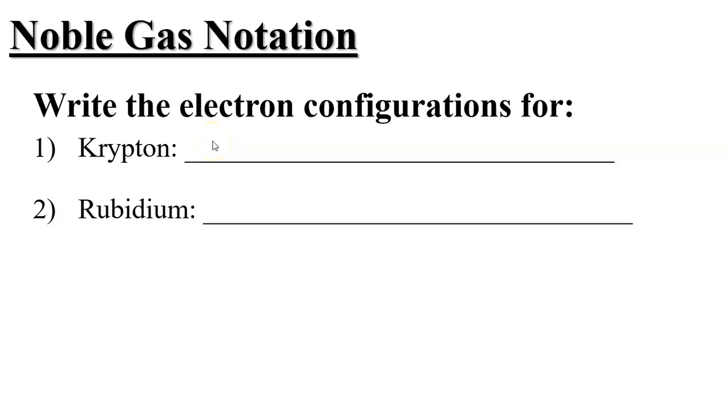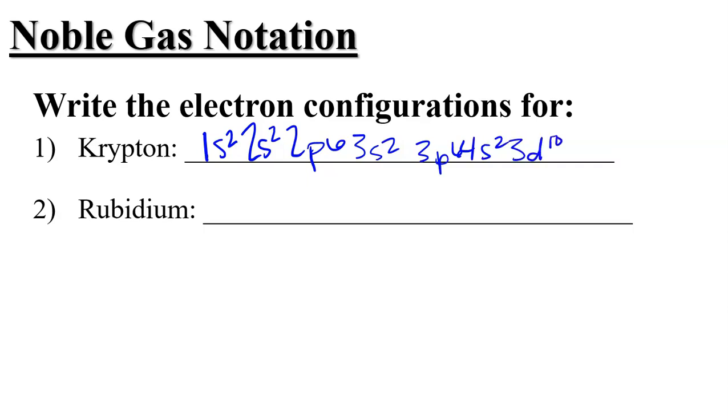So let's start with writing out the electron configuration like what we learned the other day. So krypton, we have 1s2, 2s2, 2p6, 3s2, 3p6, 4s2, 3d10, and 4p6.